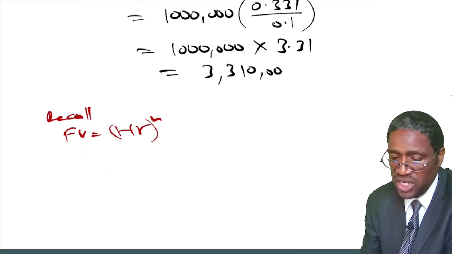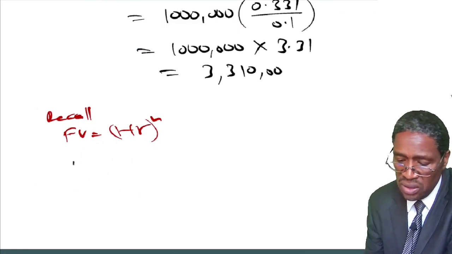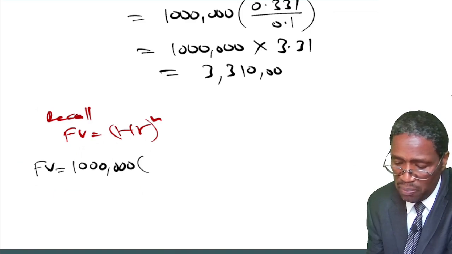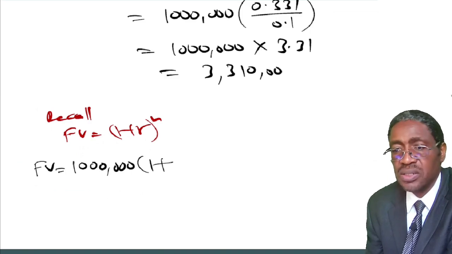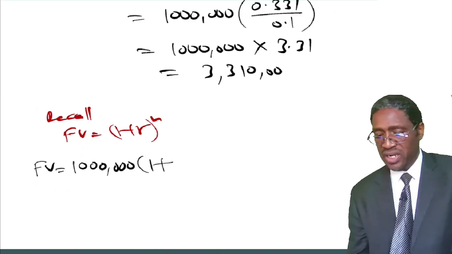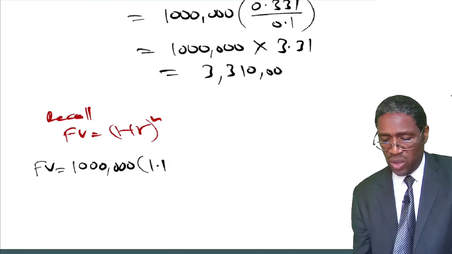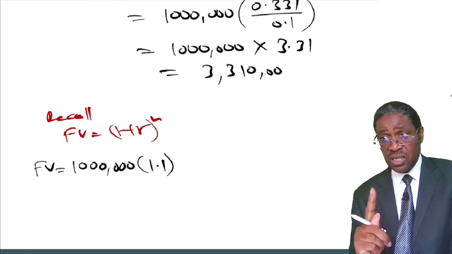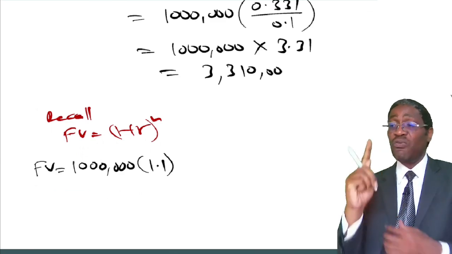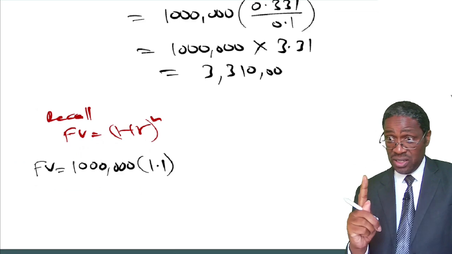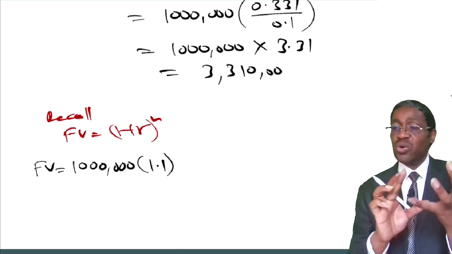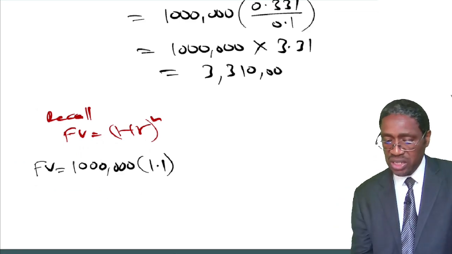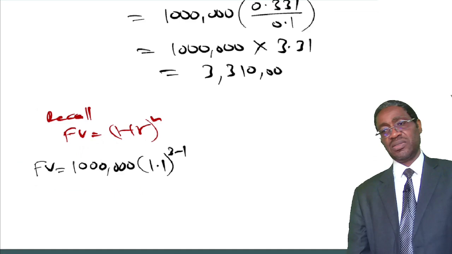Listen, this will be 1 million. We are getting the future value, 1 million into 1 plus our rate, which is 10%, so it will just be 0.1 to the power of what? My investment in the first year, I am investing it at the end of year 1. The period is 3 years, so it will only earn me interest for year 2 and year 3. Those are 2 years, which is the same as saying 3 minus 1.